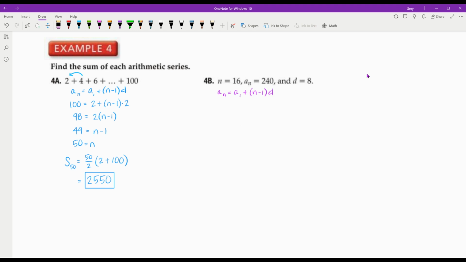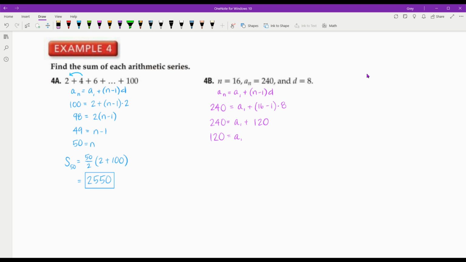So a sub n equals a sub 1 plus n minus 1 times d. The last term is 240. I don't know the first term. I know that n is 16, and d, they tell me, is 8. So 16 minus 1 is 15, and 8 times 15 is 120. Subtract 120, and a sub 1, or the first term, is 120.